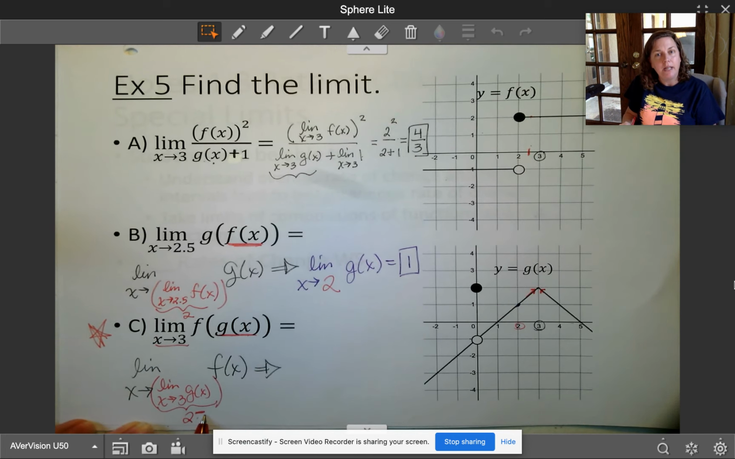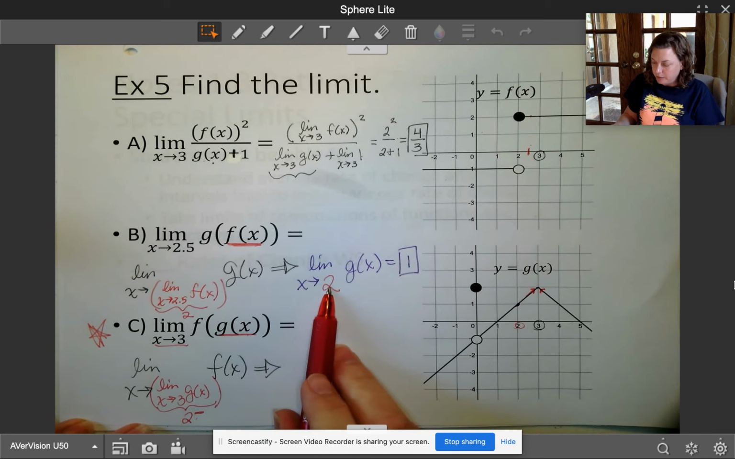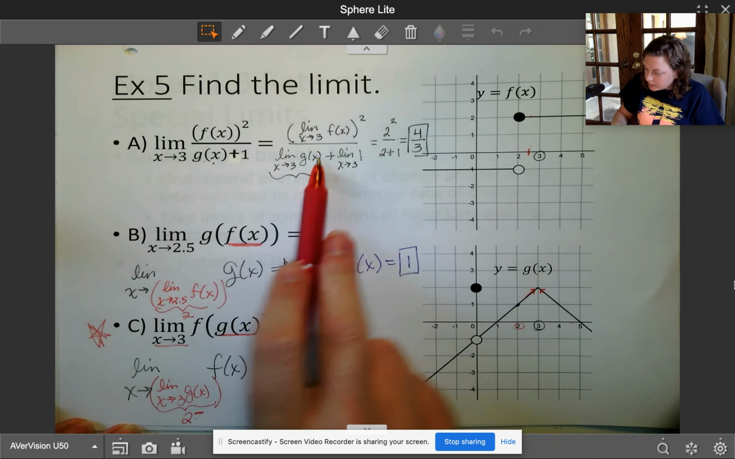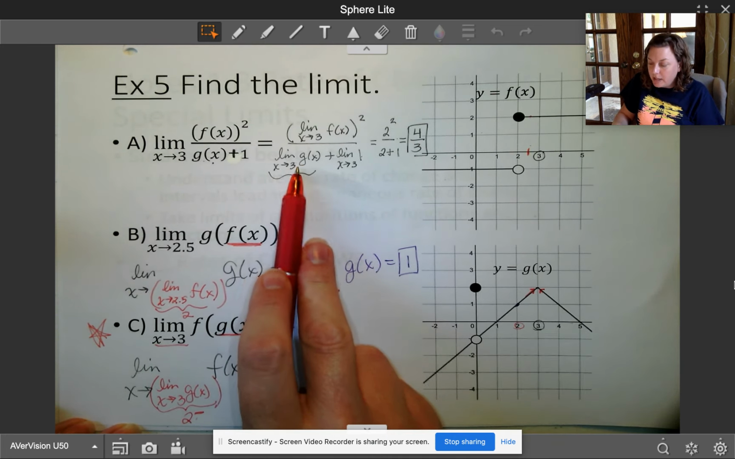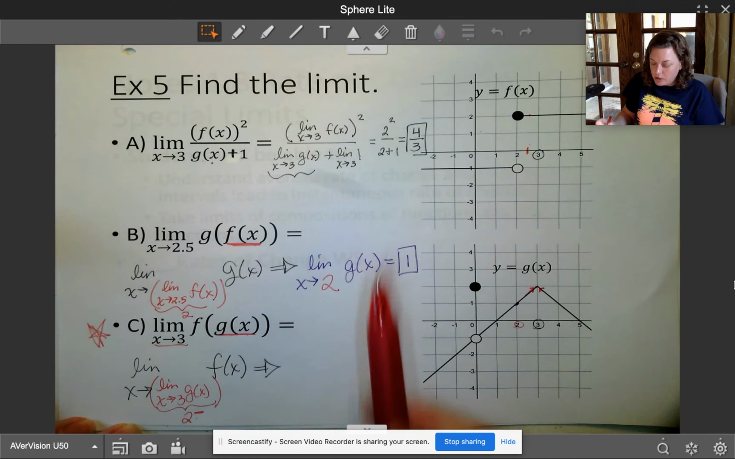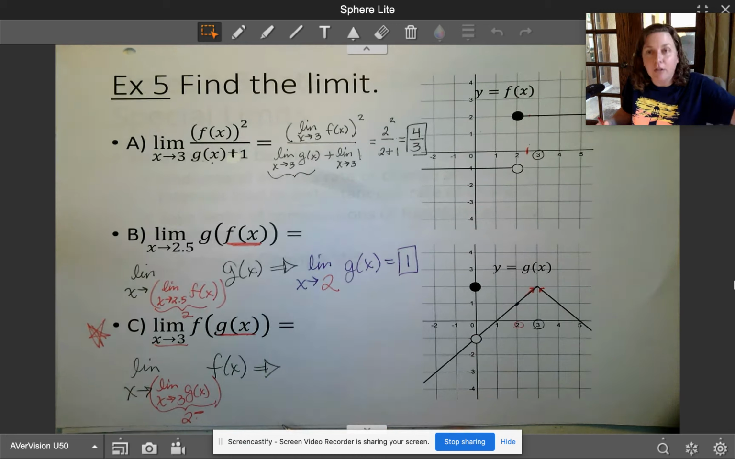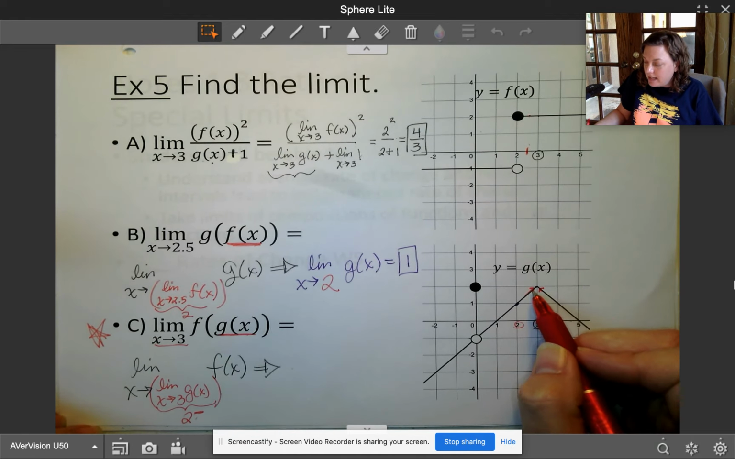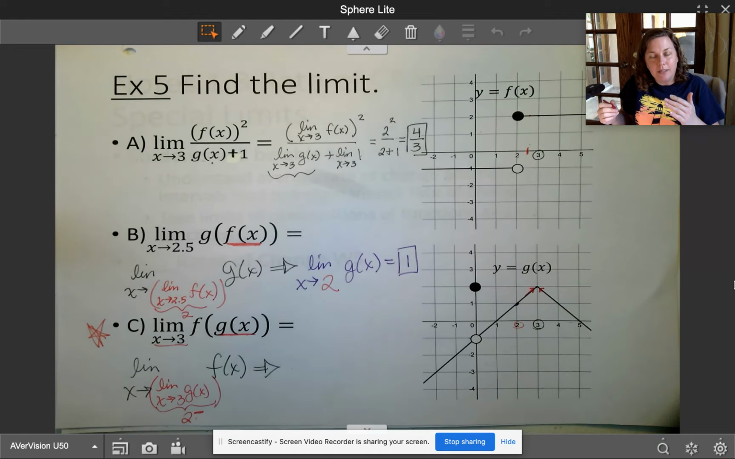Why do I care about it? I didn't care about it here, because this wasn't inside of a composition. So here I have to take another limit. And so this is really important that we recognize that because I have to take another limit, I have to recognize that I'm only coming from one direction. I'm only coming from underneath the value, slightly below.